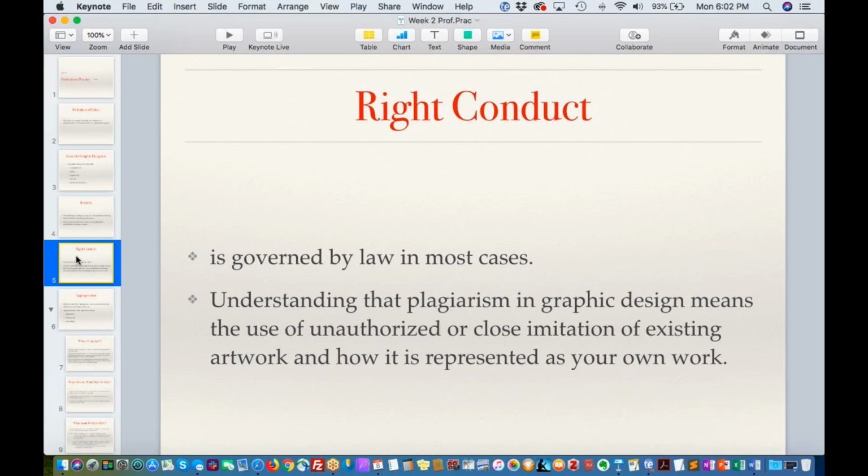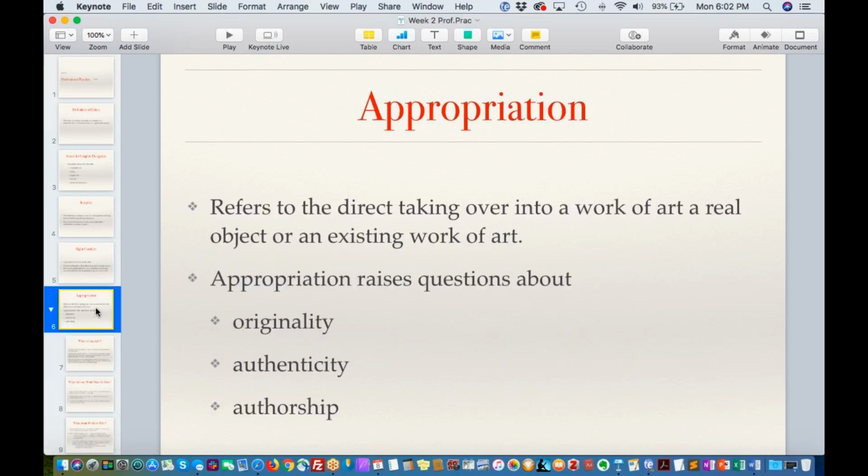There's something called right conduct, and you'll get into more of this with the reading this week for the discussion board and the paper. Right conduct is governed by law in most cases, and it's knowing that in graphic design, plagiarism doesn't just mean grabbing some words and putting them in a paper. It means taking unauthorized use of existing artwork and representing it as your own. I love Peter Max, but I can't take his poster and put it in a graphic design of my own and call it my own, because that's appropriation. That's the direct taking over of a work of art or a real object or existing art. So it raises questions about authorship, authenticity, and originality.